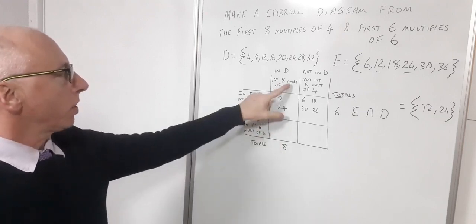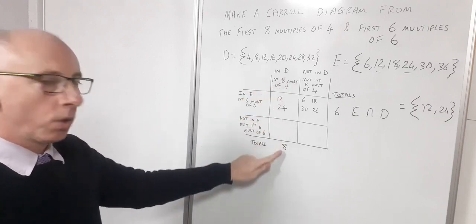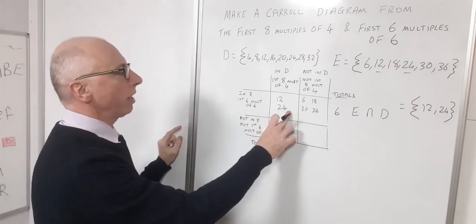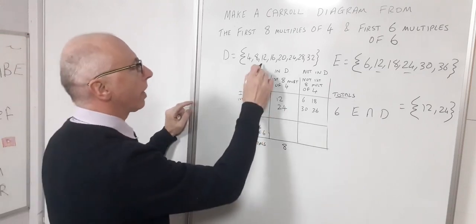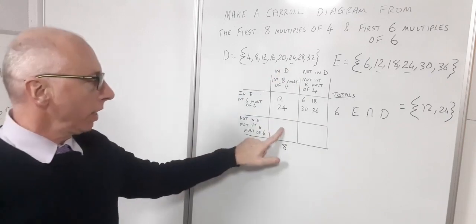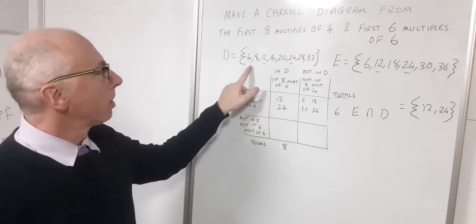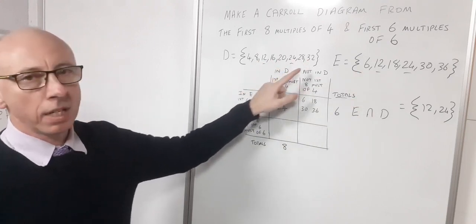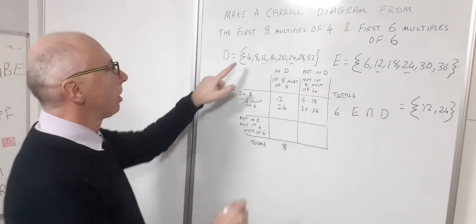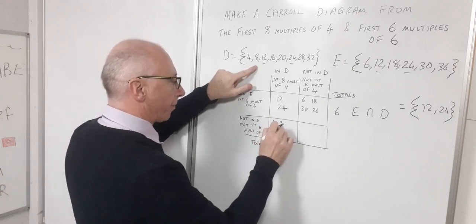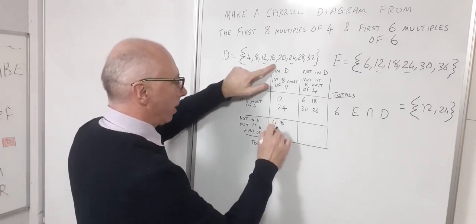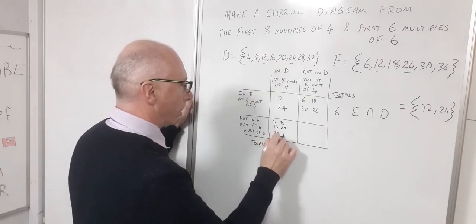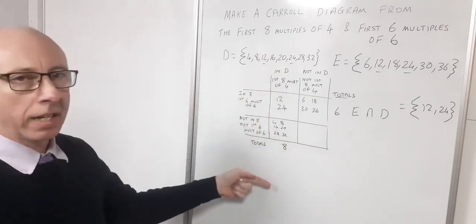This one here, first 8 multiples of 4. That's all in this line here. Well, I've already got 2 here already, 12 and 24. So that's that one and that one. So in here, not in E, so the rest of them can't be in E. So therefore, what's missing in this goes in here. So 4 and 8, 16 and 20, 28 and 32. So that gives a total of 8 elements.